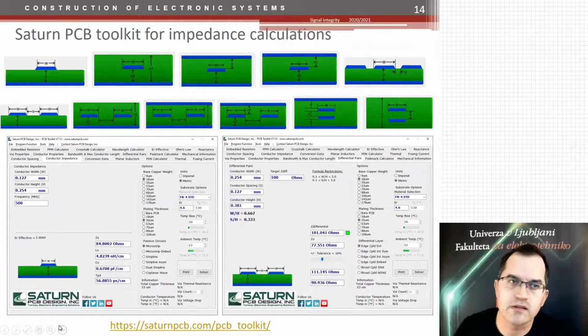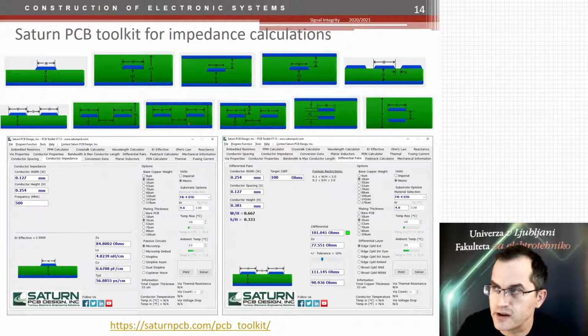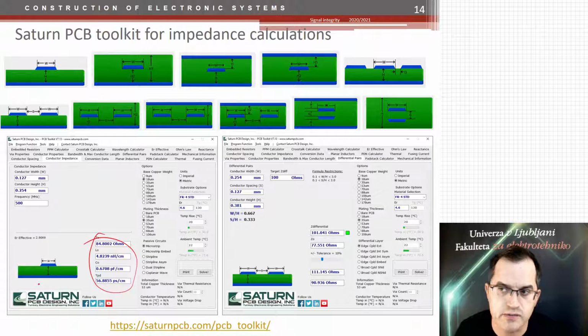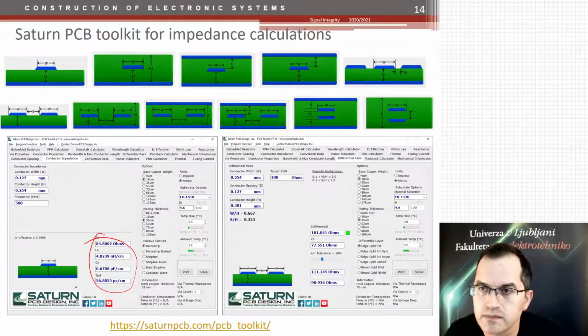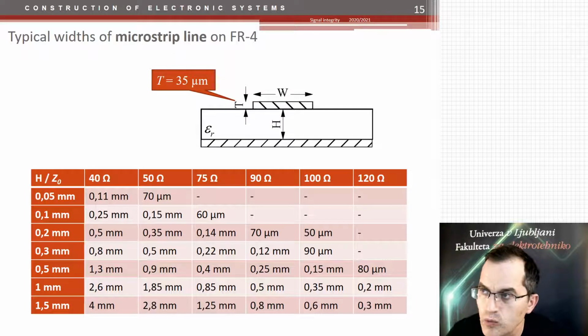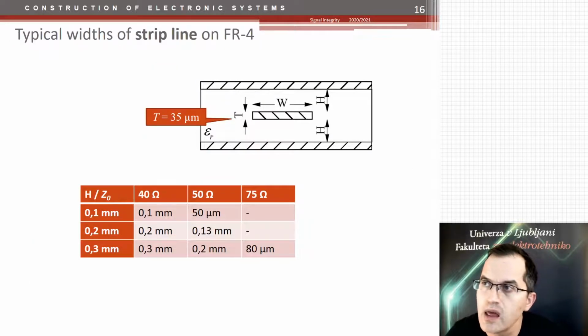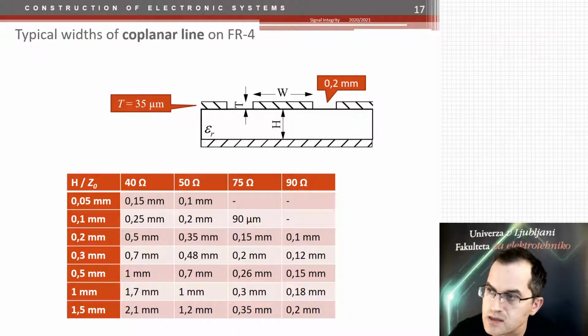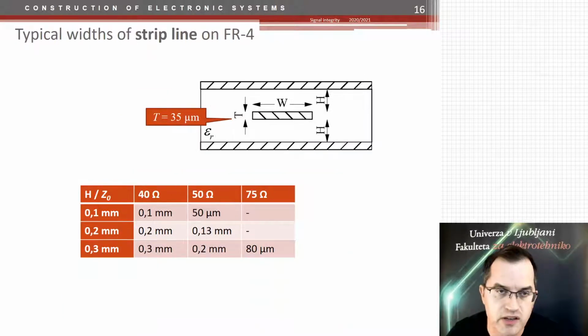So we have different calculators we can use for typical transmission lines, single-ended or differential ones, using the so-called Saturn PCB calculator. In that calculator, you can enter different values, different properties of your designs, and then you would get all the parameters for the transmission lines out of it. So it's quite useful. And I used it to calculate different typical widths of the most used transmission lines. Here are the microstrip, here is the strip line, and here are the coplanar lines, coplanar waveguides. All these values here can be taken and used.